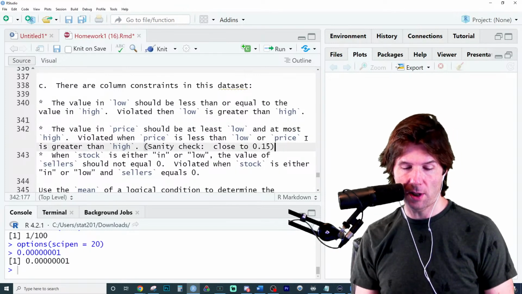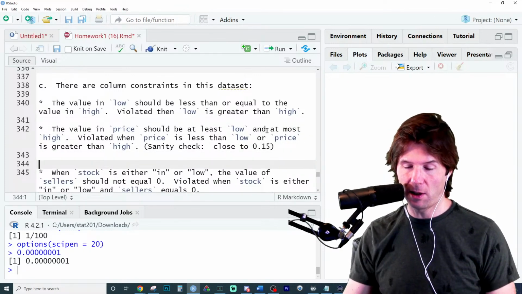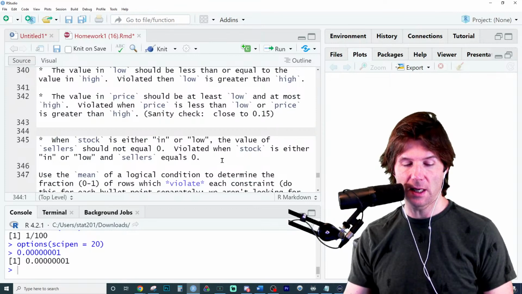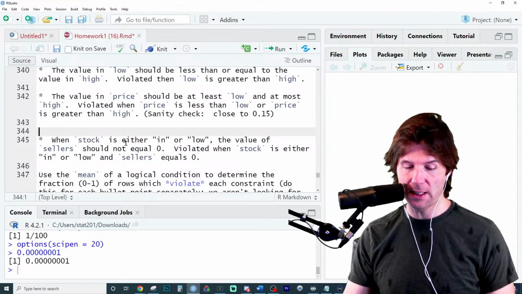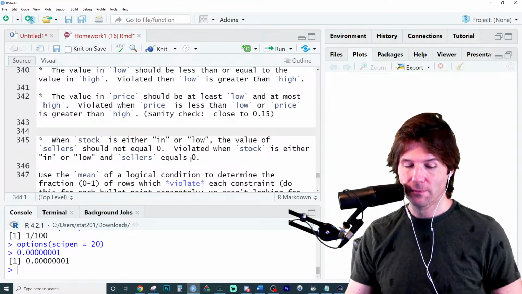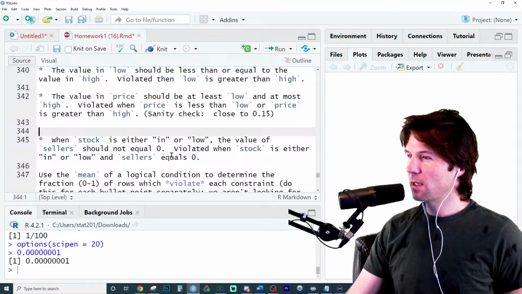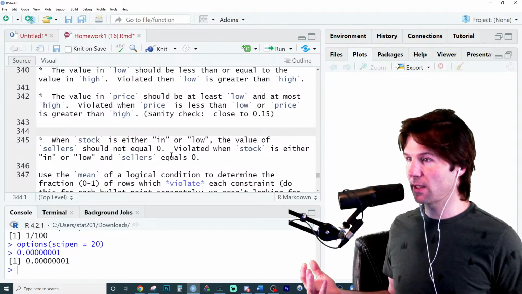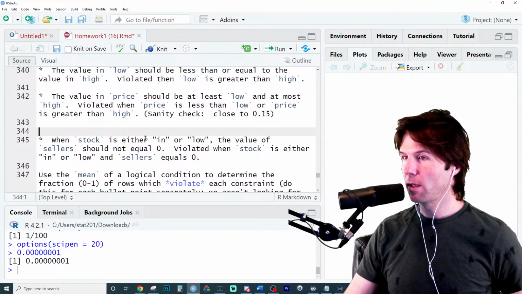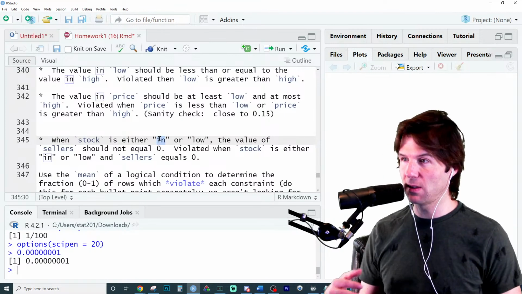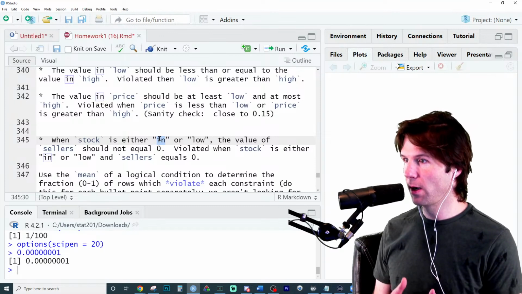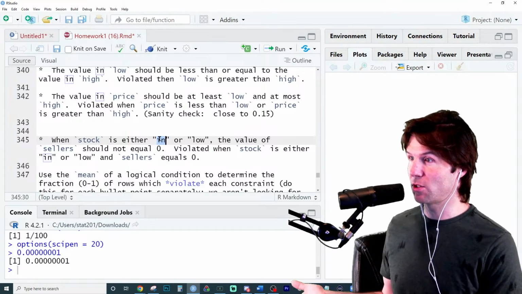So we need to do that with a logical check. The value in price should be at least low and at most high, so it has to be contained within that interval. And when the stock is either in or low, the values of sellers should not equal 0. So think about this logically. If we say something is in stock, there has to be people selling the item. If stock is in or stock is low, then the people selling this should not be 0.